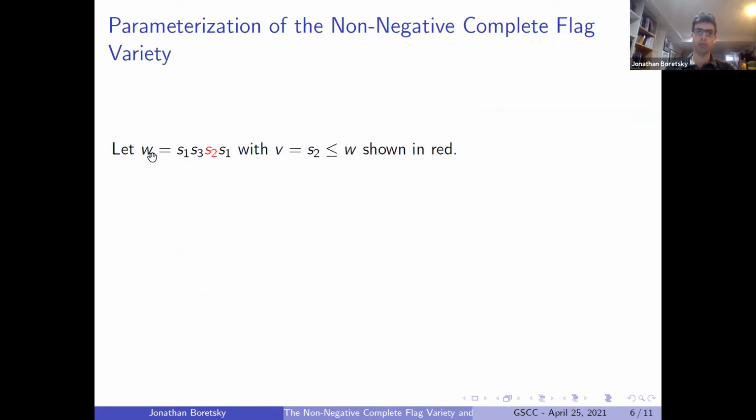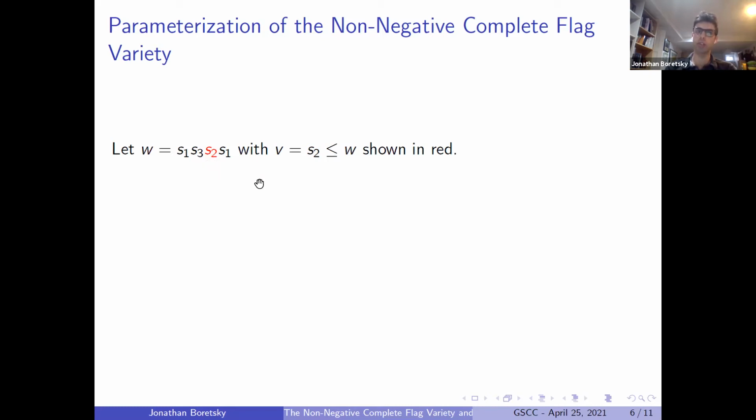So here is my example. I'm going to work with w, which I'm going to write as a product of these simple transpositions, s1 s3 s2 s1, and v is going to be s2. And this is less than or equal to w in the Bruhat order, which just means that I can find v sitting within w. So I colored it in red in w.